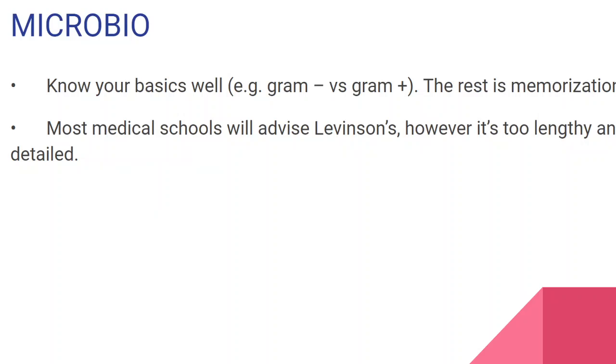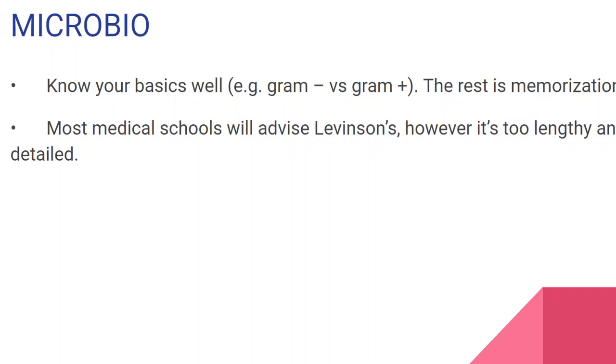Now, the minor subject is microbio. So for microbio, you don't actually do a lot of it in first year. It is more relevant to your, I guess, respiratory module, when you're learning about the respiratory system, and you need to know what bacteria cause different types of pneumonia. So that's where I would say it's most relevant.